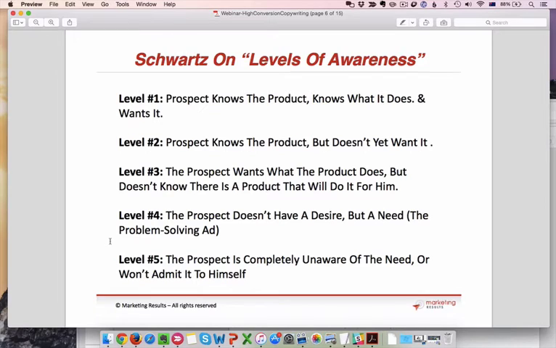So where is the prospect here? I think the prospect, and in talking with the owner of Red Mako, I think we've established that the prospect wants what the product does, but doesn't know there's a product that will do it for him. So what do they want?